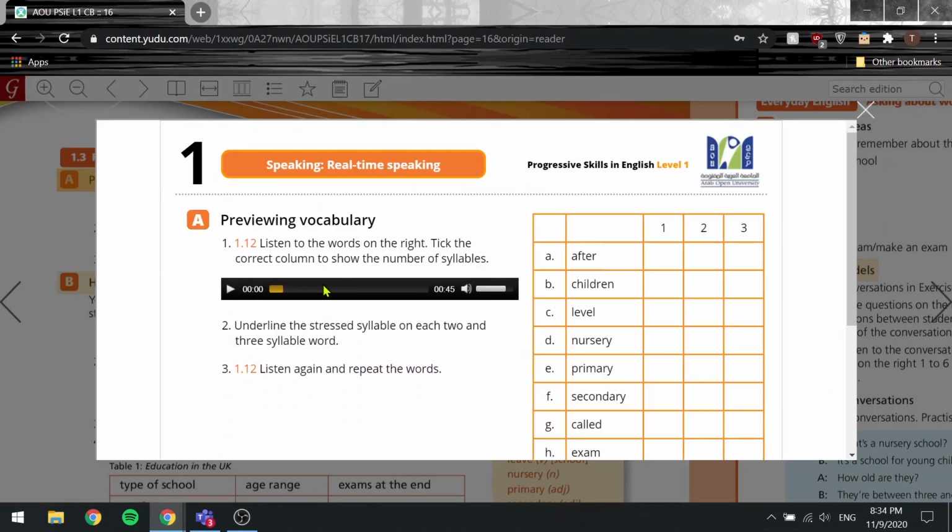Looks like we're going to be listening to, let me turn this off first. So listen to the words on the right and tick the correct column to show the number of syllables. Now, if you have taken this before, you know the stress is going to be on different syllables. And obviously, these words either have one syllable, two syllables, or three syllables. We're going to tick the correct number of syllables for each word as we go along with the audio. Okay, so here we go.